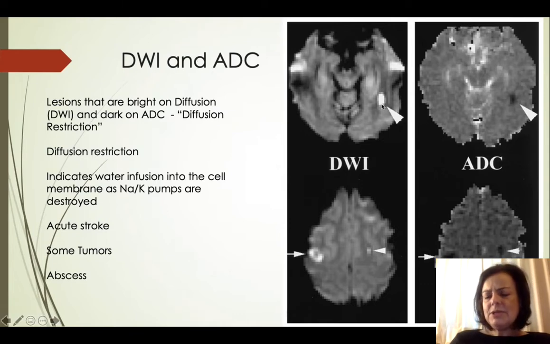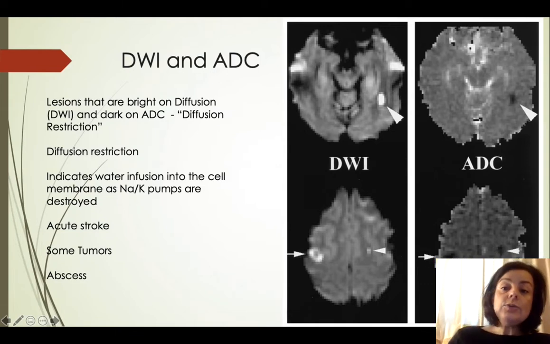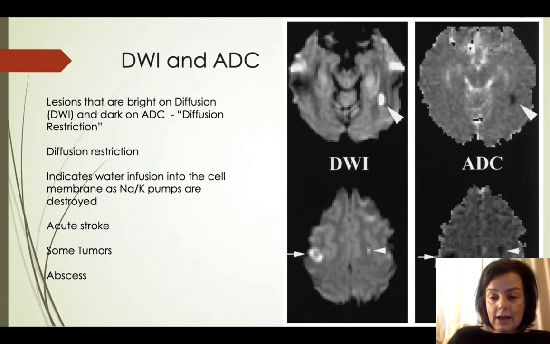So here's an example. The images can be pretty grainy. These are extra grainy, but as you'll see when you look at diffusion and ADC, the images are not quite as crisp as some of the other images. But here we have a lesion that's bright on the DWI, dark on the ADC, bright on the DWI here, and dark on the ADC. So these are all examples of what an acute infarct would look like on MRI.